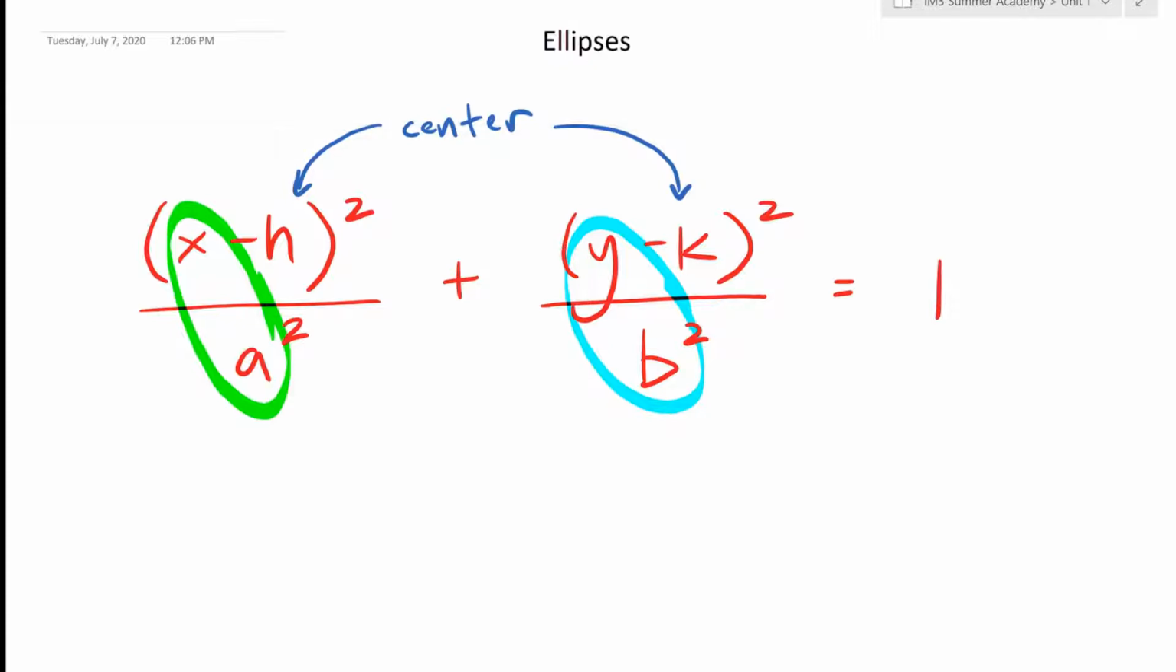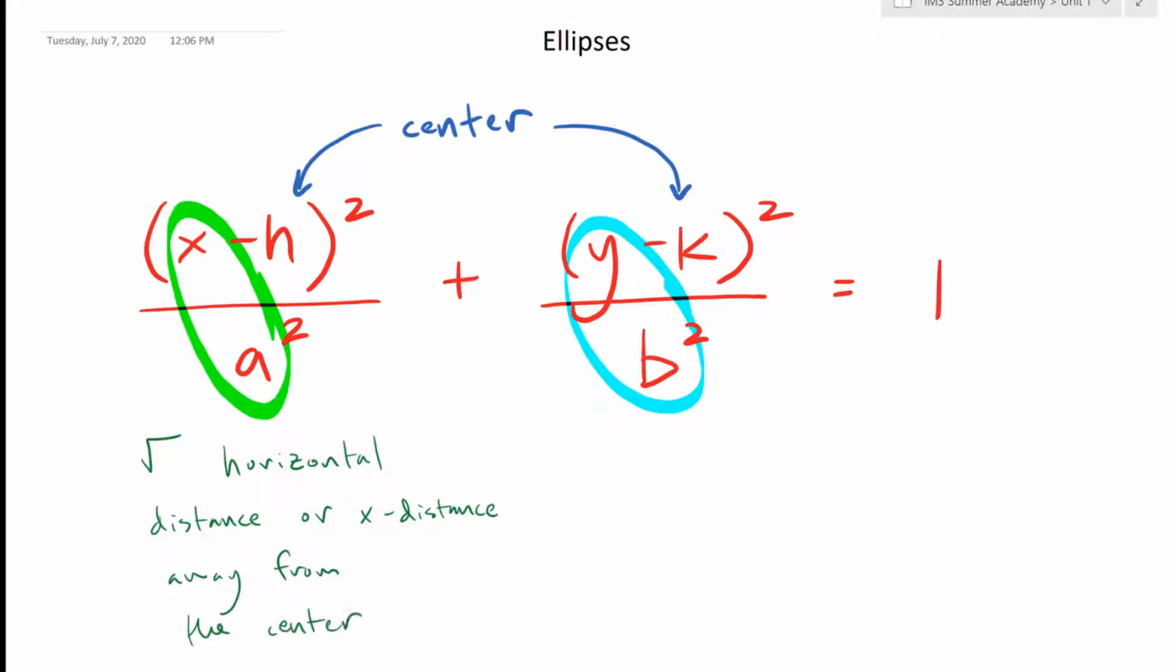So the A value, you see how it's squared. We're going to square root it. We're going to square root A, and that is going to be the horizontal distance or x distance away from the center. Okay, so it's not a radius this time. This is going to be the x distance. So A is the x distance.